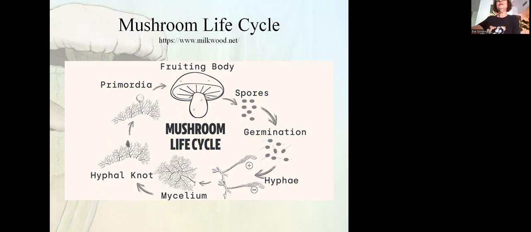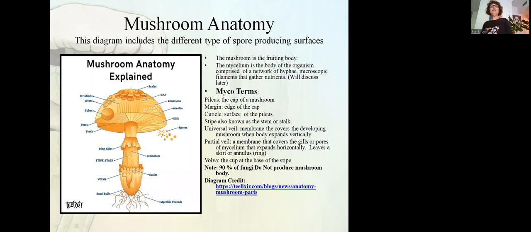And here we have a little bit about mushroom anatomy. Don't worry about the picture. There's a lot of information on this slide. But basically, mycoterms, which you could always come back to, but this is just an introduction. So basically the mushroom itself, this one is made up of a cap and the stipe, which looks like a stem, and then the bottom part, the volva, which then feeds into the mycelium.